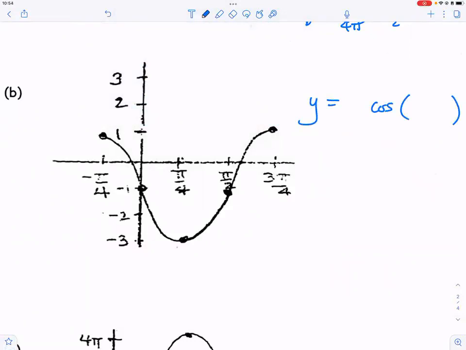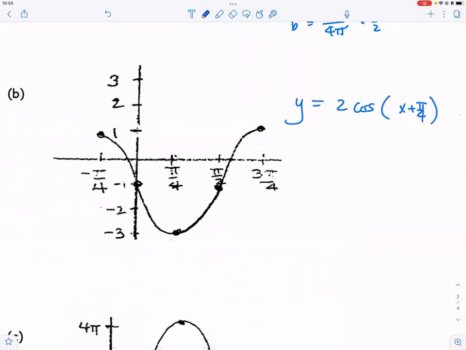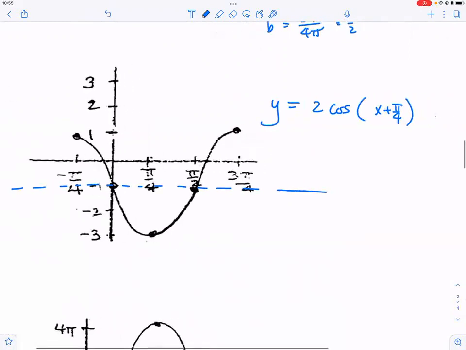All right, so what kind of information can we extract from the graph right here? Shift to the left by pi over 4. That means we will write down x plus pi over 4. Can you tell the amplitude? 2. Any kind of vertical shift? Down 1. Okay. So now it may be helpful for you to just quickly sketch the midline. That tells you the d value. The d value is shifted down 1.